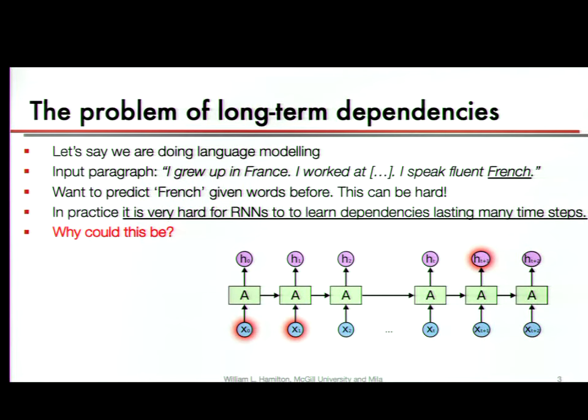Now, suppose we have an input paragraph, a relatively long paragraph where it says, I grew up in France, I worked at this particular restaurant for 10 years, blah, blah, blah, and then at the very end, it says, I speak fluent French. We want to predict that the word French is going to occur, but this is kind of hard because by the time we get to speak fluent French, we've talked about working at a restaurant, maybe we talked about spending summers by the ocean, and nothing has anything to do with France or being French. That information was right at the beginning of the sequence. So it can be challenging for these sorts of models to keep information around about these long-term contexts.